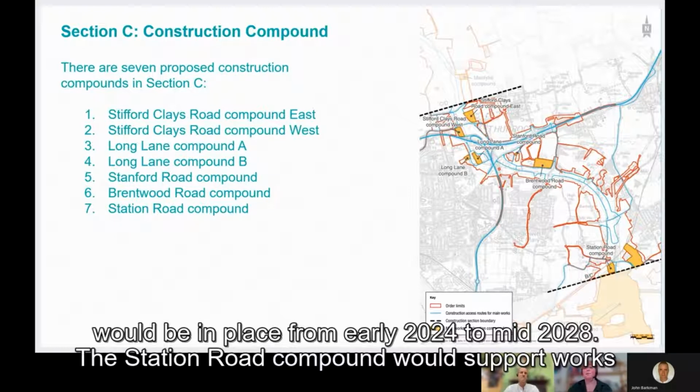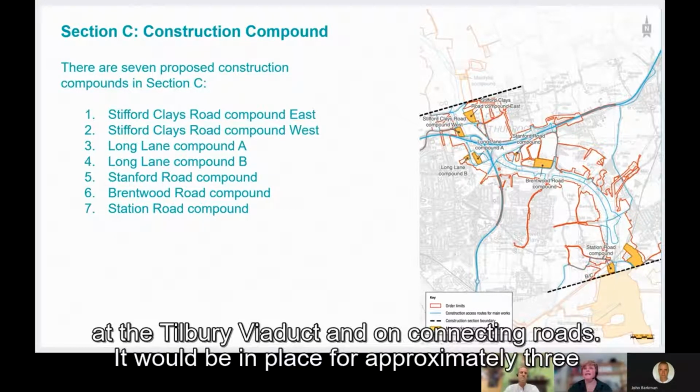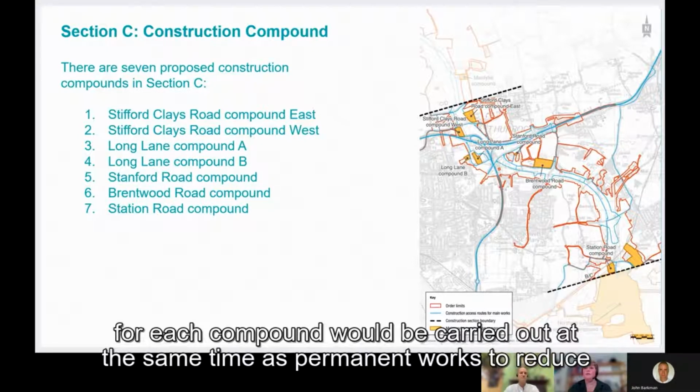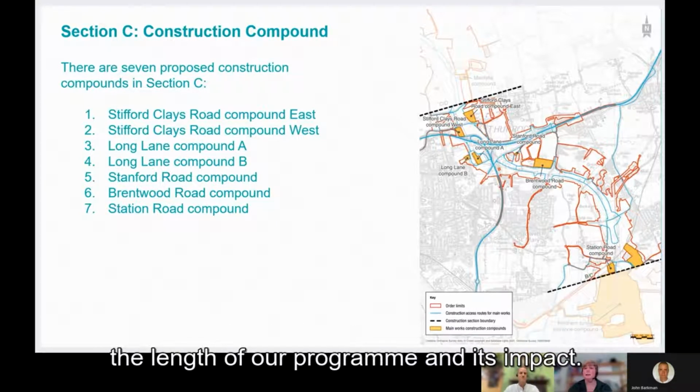The Station Road compound would support works at the Tilbury Viaduct and on connecting roads. It would be in place for approximately 3 years from 2024. Where possible, temporary utility works needed for each compound would be carried out at the same time as permanent works to reduce the length of our programme and its impact on the local community.